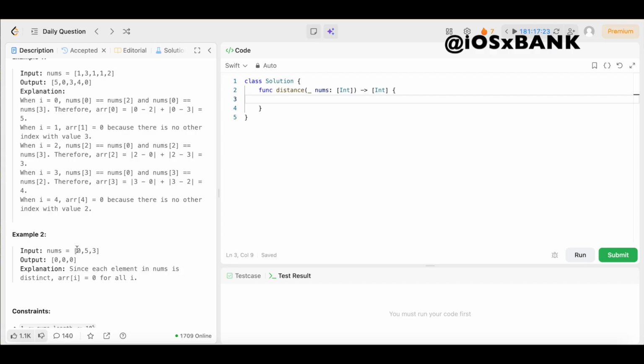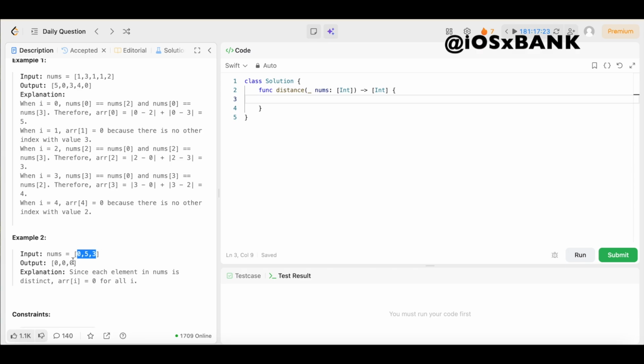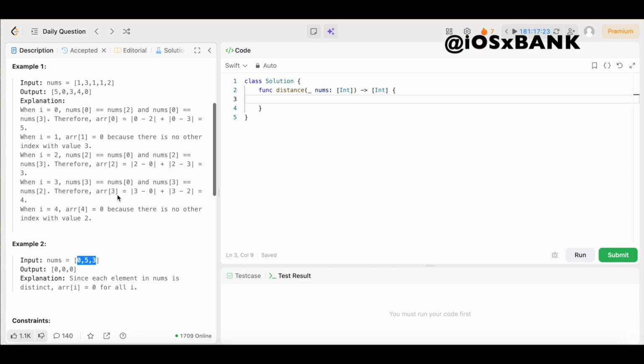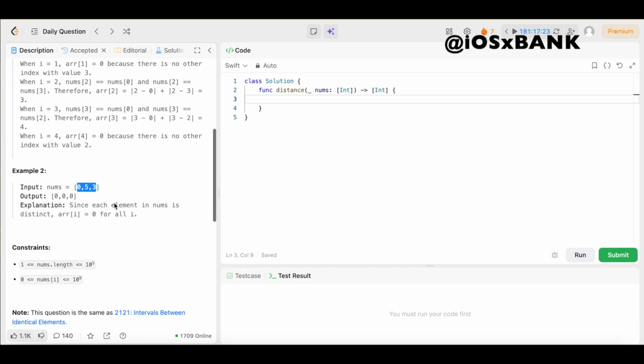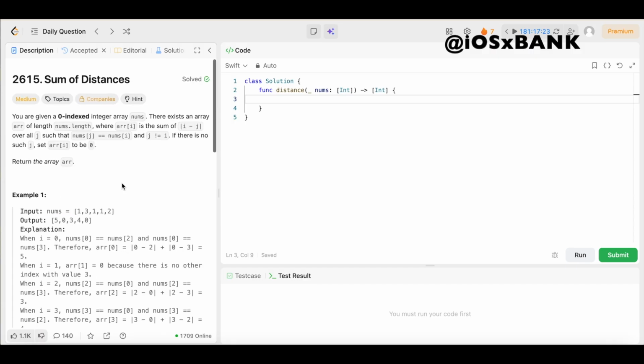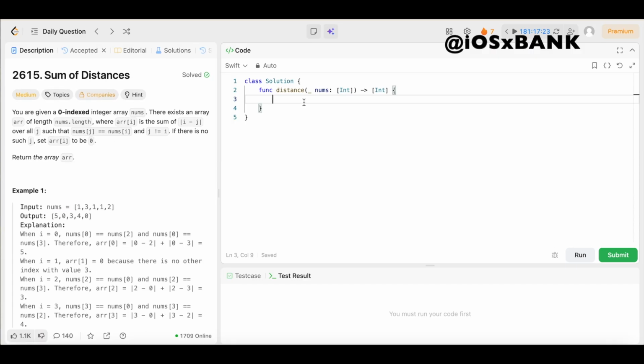Boom. So since each one of these elements appears once, we can't find the distance from another matching element or equal value. So since none of these elements are equal to each other, we could just put a 0 for each element. Boom. So I hope that makes sense to y'all. And now that we understand the question, let's get into the fun part, the actual solution. Solution is not that difficult.